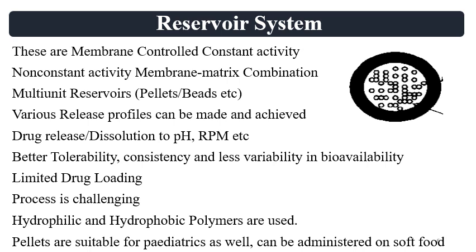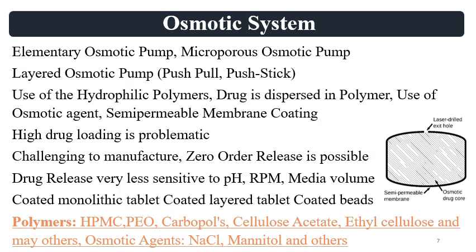So these are the different types of ER formulations. The third one is the osmotic system. The osmotic system involves the use of an osmogen, and the core is coated with a semi-permeable membrane. If you see the osmotic tablet, it has an osmotic drug core, a semi-permeable membrane, and a laser drilled exit hole. Water will come in through the semi-permeable membrane, the polymer will swell, and the drug will come out of this hole.